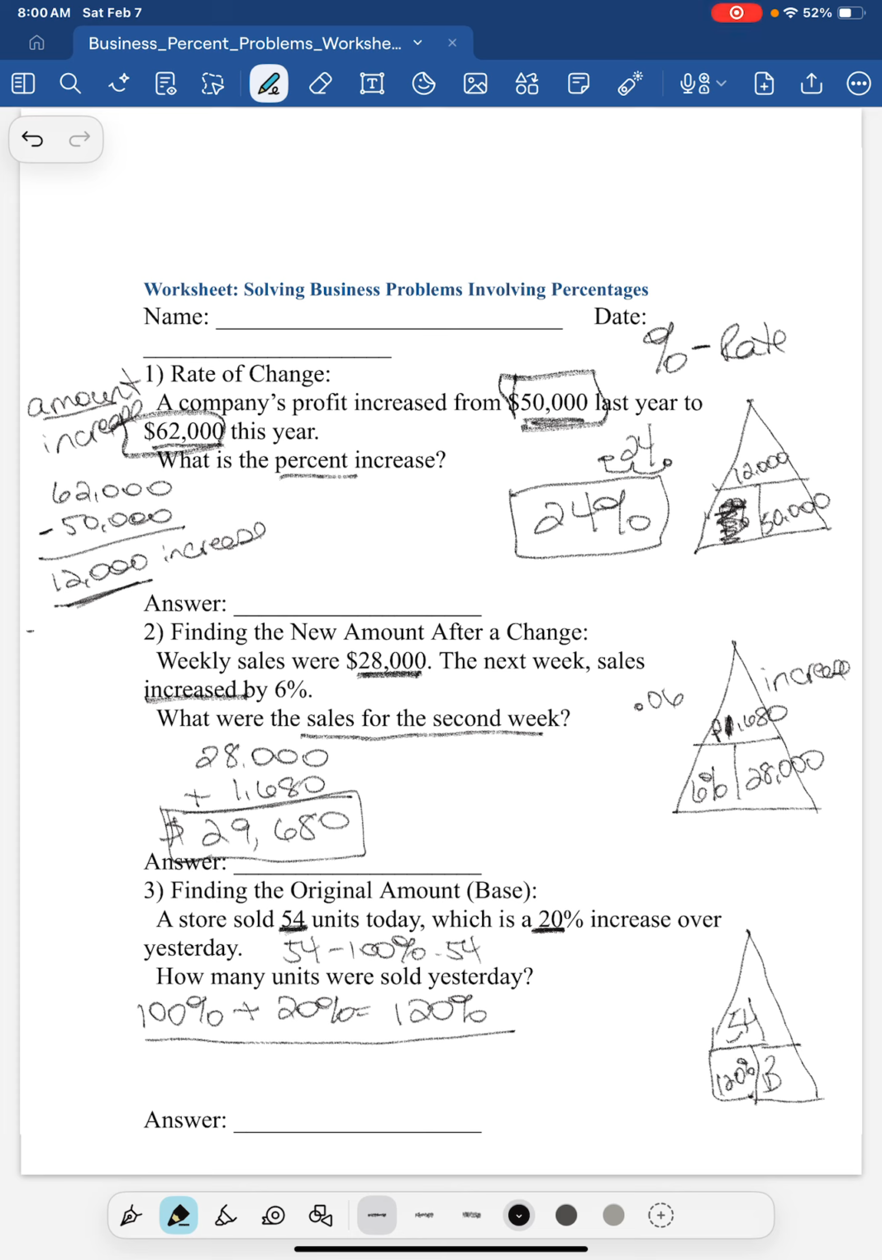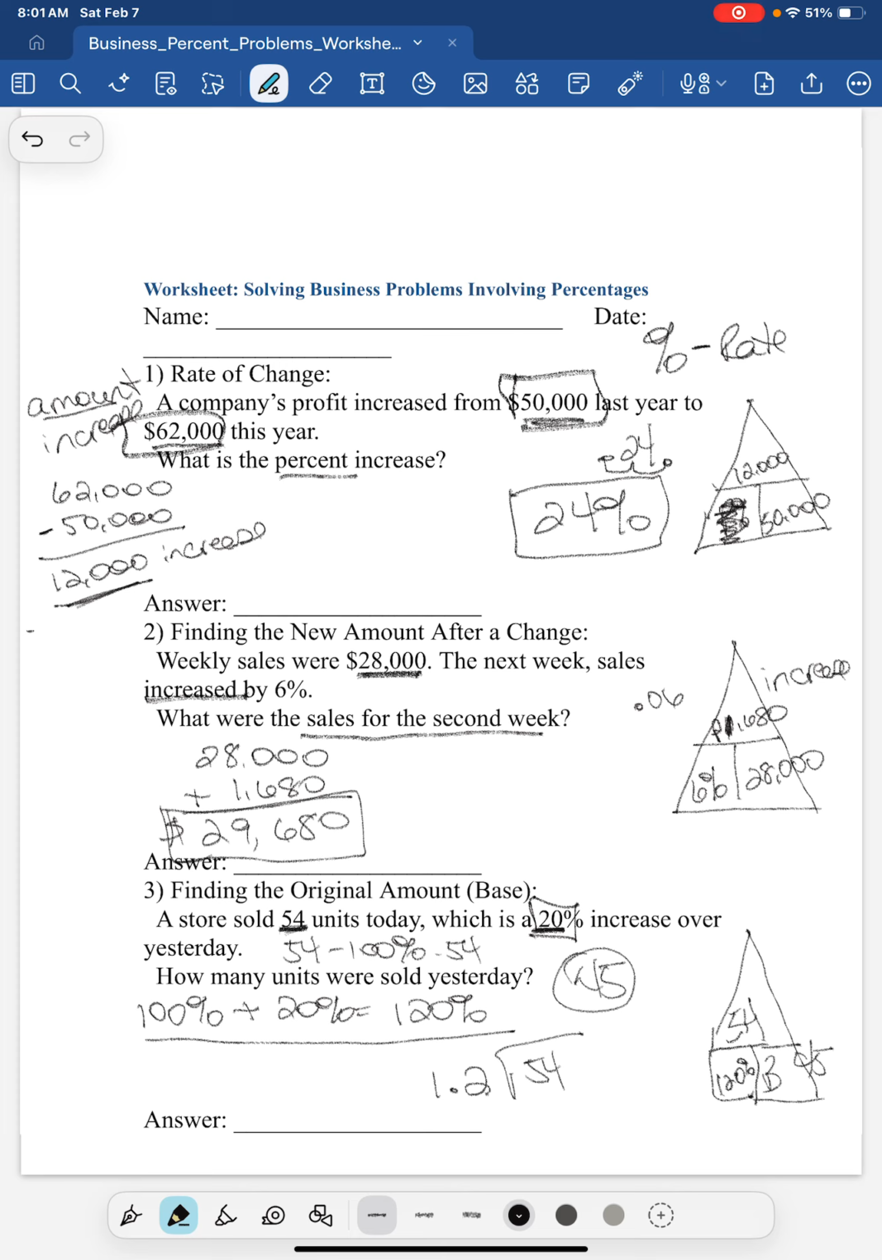But you have to remember, if you're seeing an increase and you have the new amount with the increase, that you have to add 100% to whatever the percentage is of the increase. So what you're going to have is 54 divided by 1.2. And if you do that on your calculator, you see that the answer is 45. Yesterday, you sold 45. You had a 20% increase, and you come to 54.